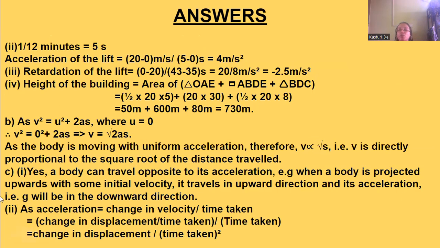Example: when a body is projected upwards with some initial velocity, it will travel in the upward direction and its acceleration, that is g, will be in the downward direction. When you throw a body upwards with some initial velocity, it will move up, but its acceleration will be downwards. So that is the example of a body which travels opposite to its acceleration. This acceleration is acceleration due to gravity.